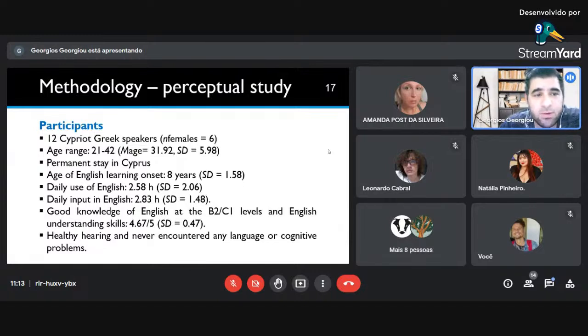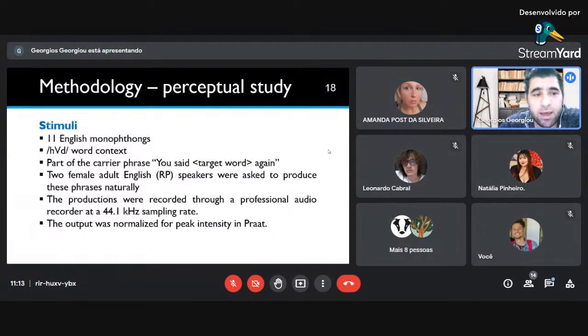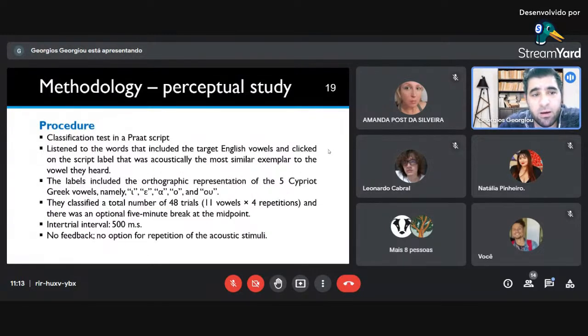The stimuli: I used the 11 English monophthongs, HVD context, part again of the carrier phrase. The stimuli were recorded by 2 female adult English speakers, basic pronunciation speakers. And I normalized the output for peak intensity in Praat. The procedure: they did a classification test in Praat.